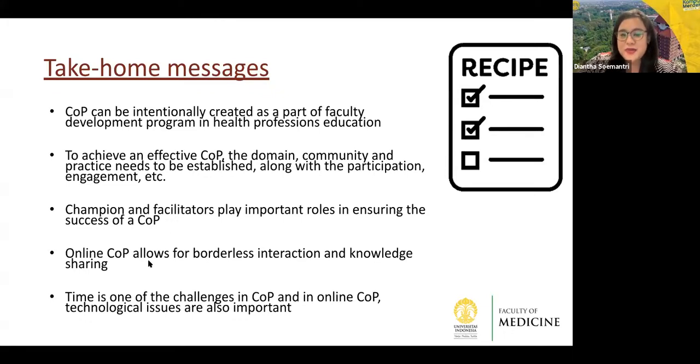Online COP, of course, allows for borderless interaction and knowledge sharing. So within this current situation it is very important. And I believe even when the pandemic is over, online COP will still be very important to allow borderless interaction. But of course, maybe face-to-face to some extent is also important, as one of the participants mentioned in the Menti just now. Time is one of the challenges in COP, as I've discussed before. And of course, in an online COP, technological issues are also very important. So we have to be sure that all participants are ready and comfortable to use the technology to ensure the success of the COP, because the success of a COP heavily depends on the participation of each member of the COP.